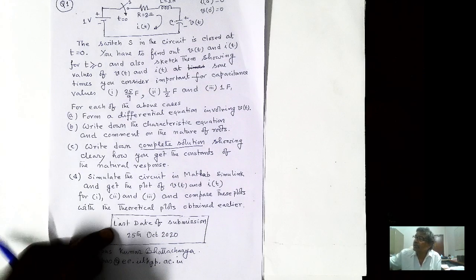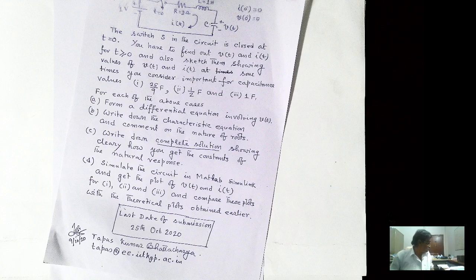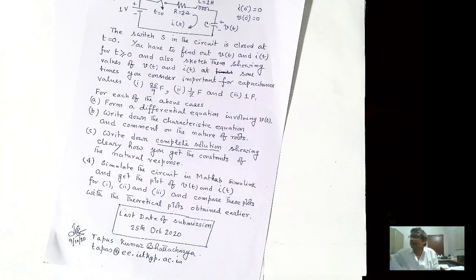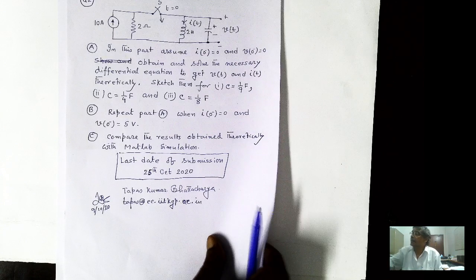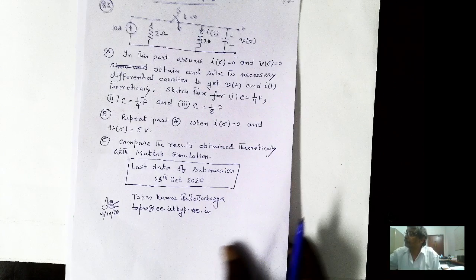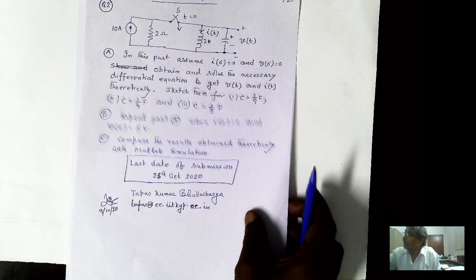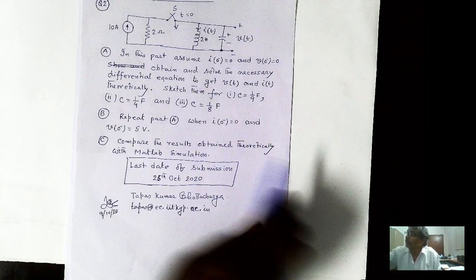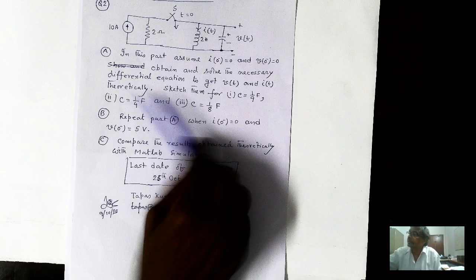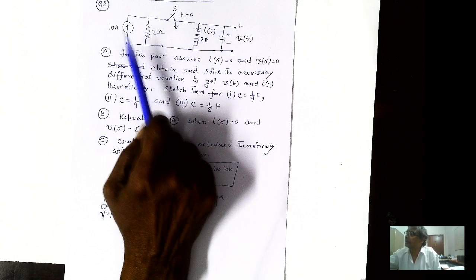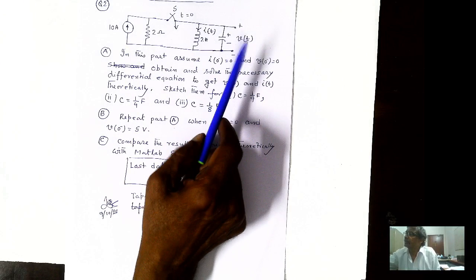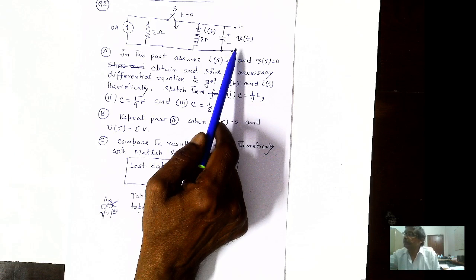Question 2 is, where is that question 2? Question 2 is similar. I will not in fact repeat it. Only thing, it is not a series RLC circuit, something like this. And this time you solve this circuit. Okay, at t equal to 0 it is closed, it is excited by a current source. So form a differential equation involving V(t).